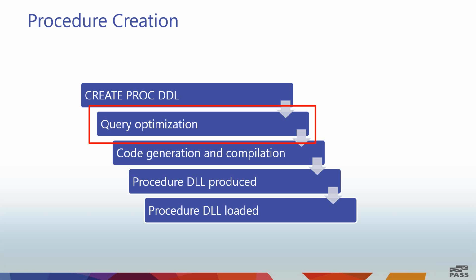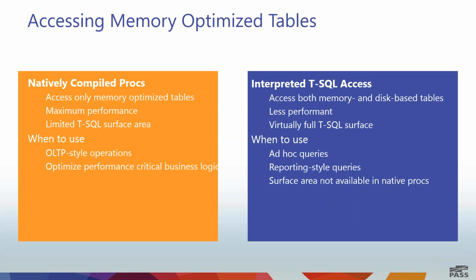Now I want to contrast the two methods of accessing memory optimized tables. So we have the natively compiled stored procedures, which are this new type of stored procedure I just talked about. But we also have what we refer to as interpreted T-SQL access, which means using just any old T-SQL ad hoc batch or any SQL module, even a traditional stored procedure, to access memory optimized tables. In fact, you can access memory optimized tables in every context. You can also access a disk-based table, except for cross database. That's not yet supported.